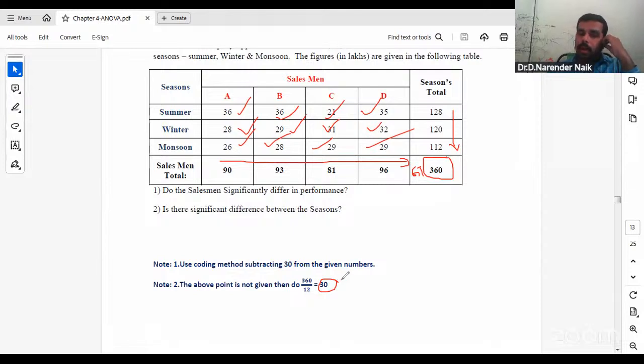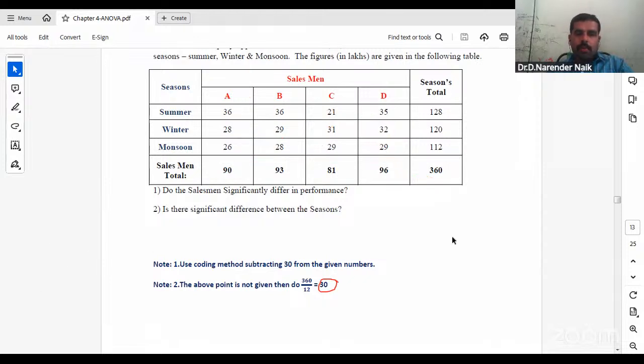Okay. If the code number 30 is not mentioned, in this way we have to find out the code number. In this given problem, we got 30. Sometimes in another problem, from the examination point of view, we will get another number, 40, 45, or 32, or 25, 28, 29, any number. That number should be considered for the coding method. Okay. So now our solution will begin.